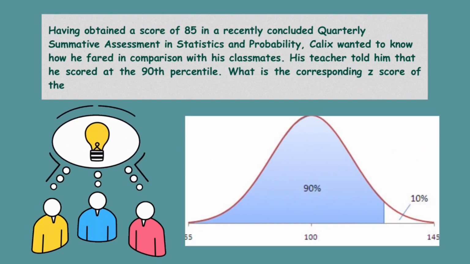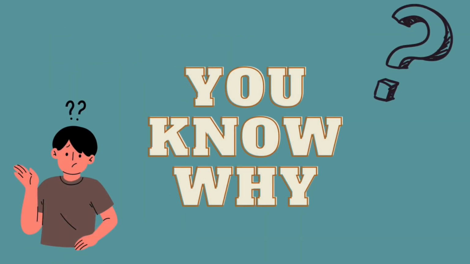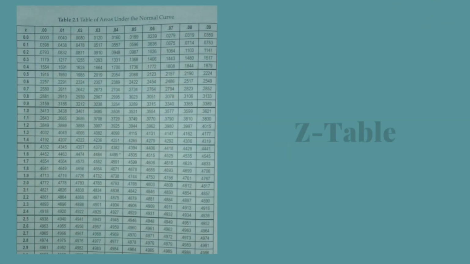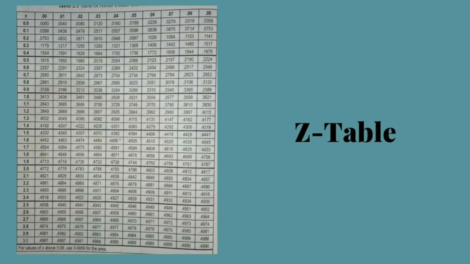Having obtained a score of 85 in a recently concluded quarterly summative assessment in statistics and probability, Colleagues wanted to know how he fared in comparison with his classmates. His teacher told him that he scored at the 90th percentile. Now, what is the corresponding z-score of the 90th percentile? Here's the z-score table, and pause it if you want to see it clearly, because we will use this in our study to know our corresponding score.